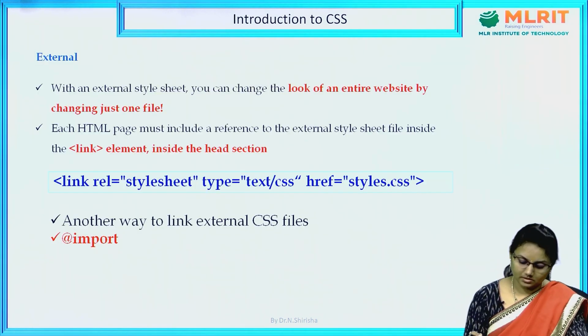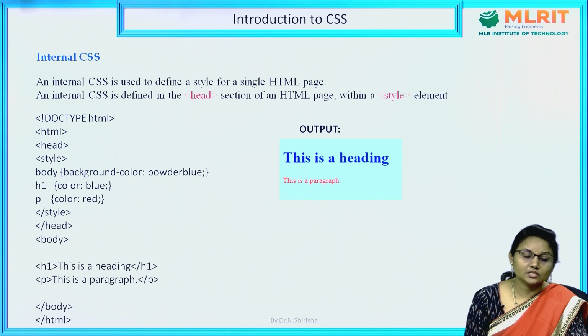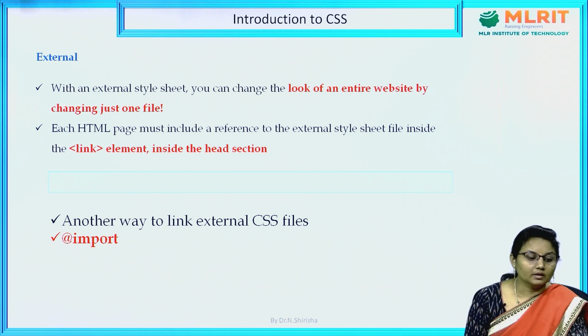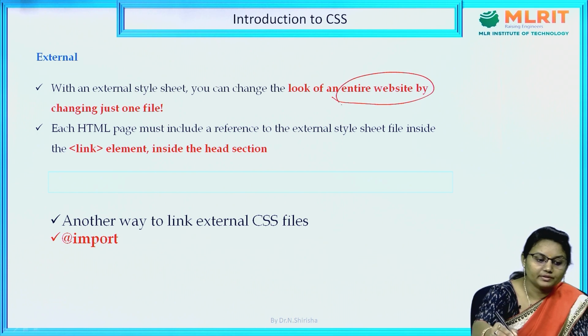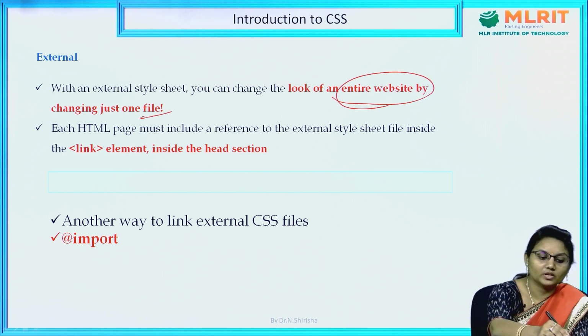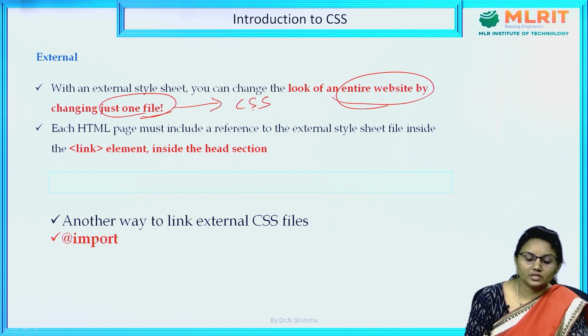So till now we have discussed inline and internal CSS. Coming to external CSS, which is created using another file. The CSS file will be saved at a separate location, and that part, as a link or path, we will give as a reference for your HTML file. So that is what external CSS is. With an external style sheet, you can change the look of the entire website by changing just one file. So one file will be changed, and this one file is nothing but your CSS file created externally.